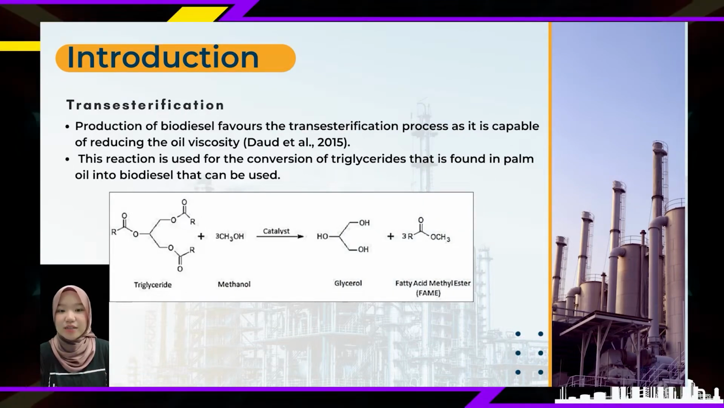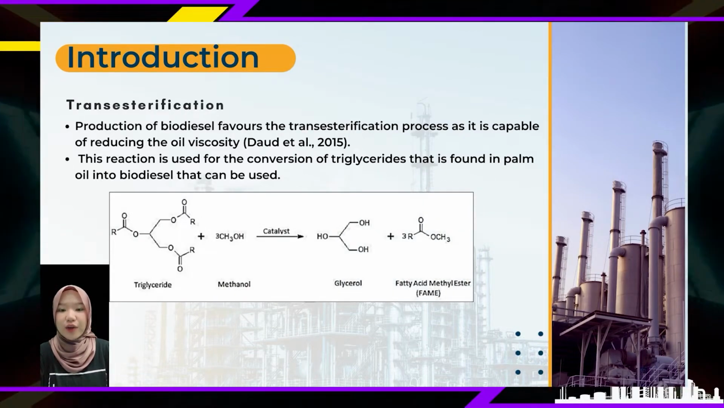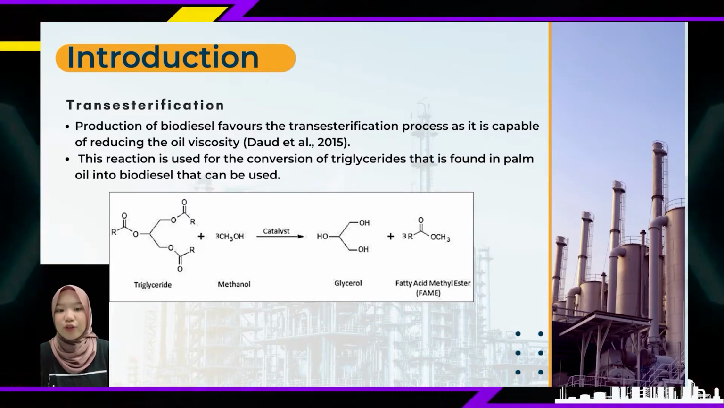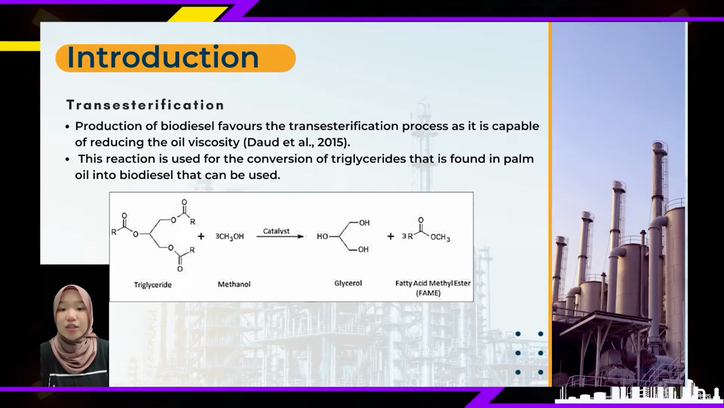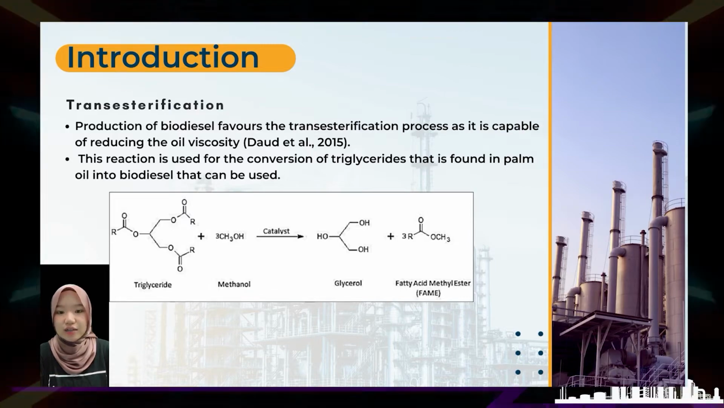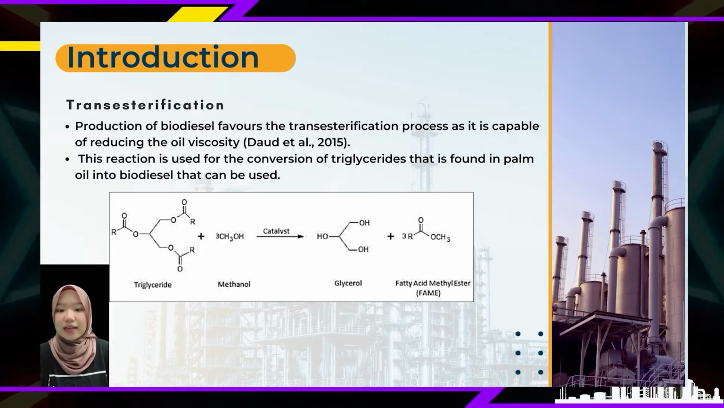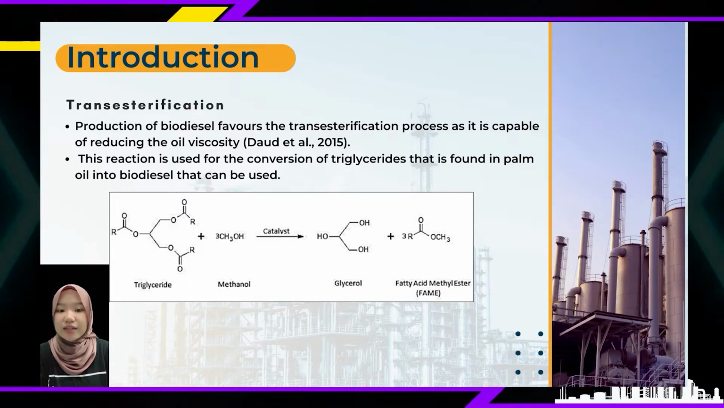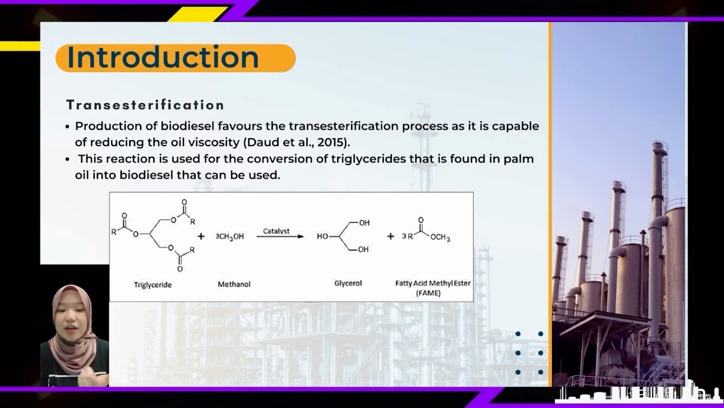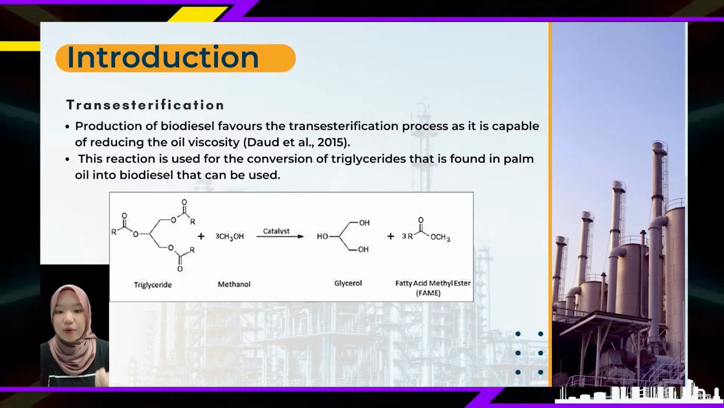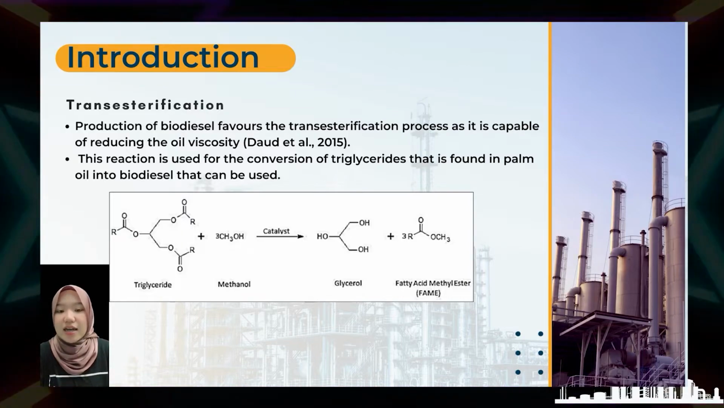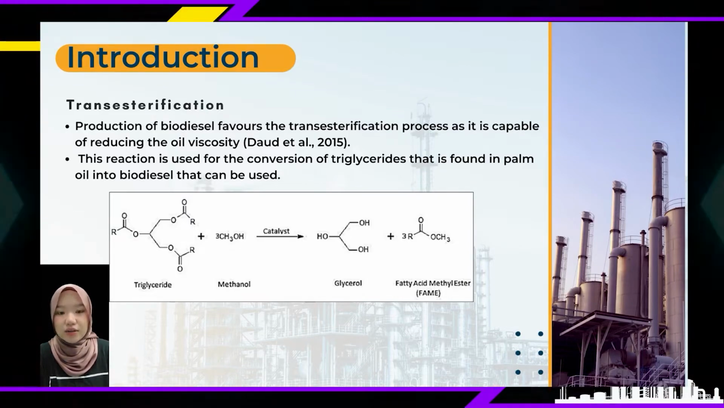I'll be starting today's presentation with the introduction of the reaction that is taking place. For the reaction of biodiesel, the reaction involved is transesterification. This reaction converts triglycerides in palm oil into fatty acid methyl ester as the desired product and glycerol as the byproduct, as you can see in the slide. The alcohol utilized is methanol.